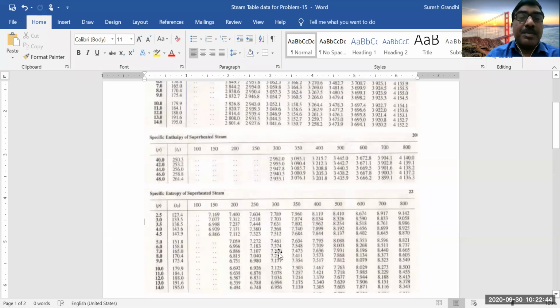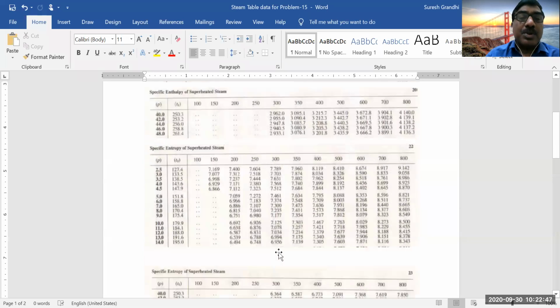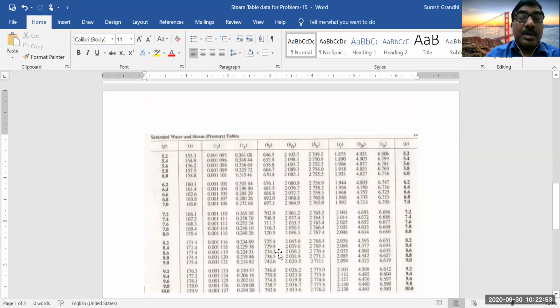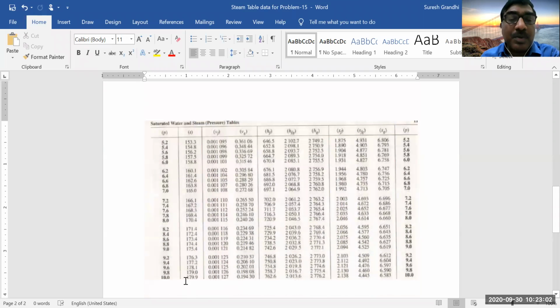So this is superheated steam. These tables correspond to superheated steam. This table corresponds to saturated water at different pressures. Here we'll find out where 6.58 is. 6.58 is here. This particular value is 6.583, but we got a value of 6.587. So approximately we can take this as 10 bar. The pressure is 10 bar and the saturation temperature is 179.9 degrees centigrade.